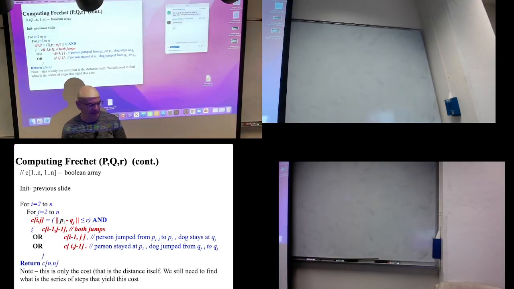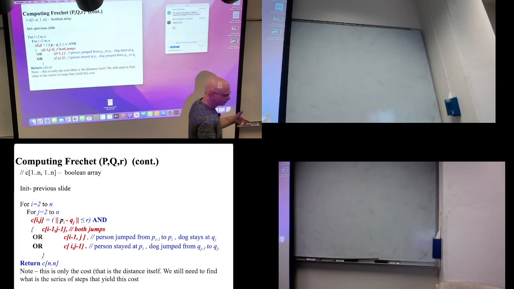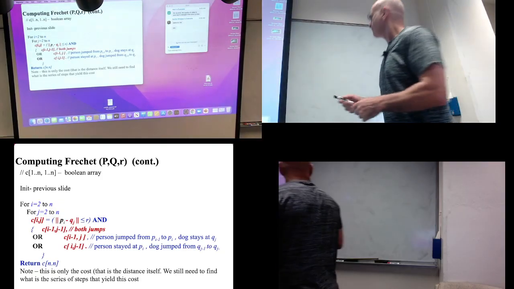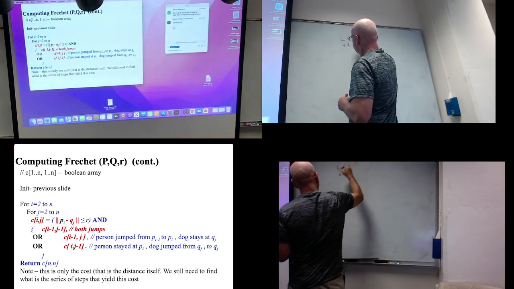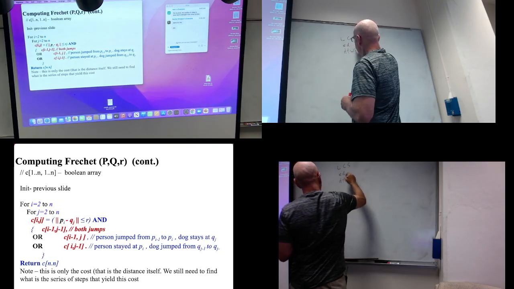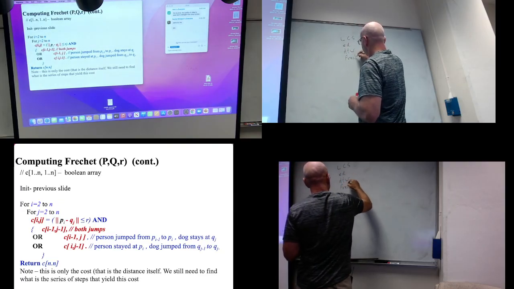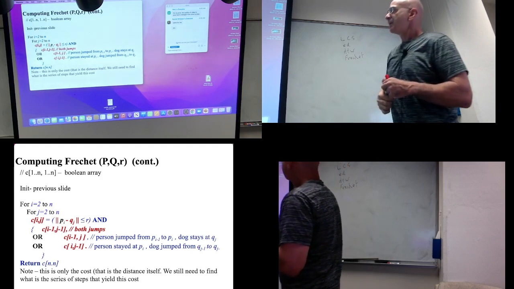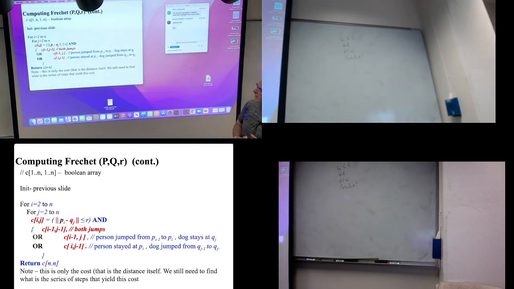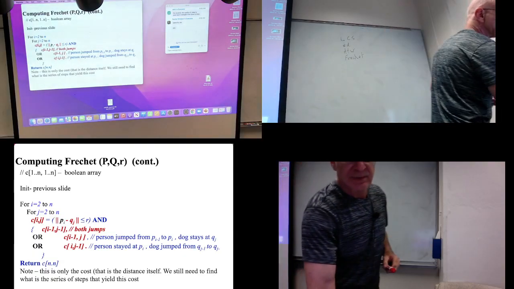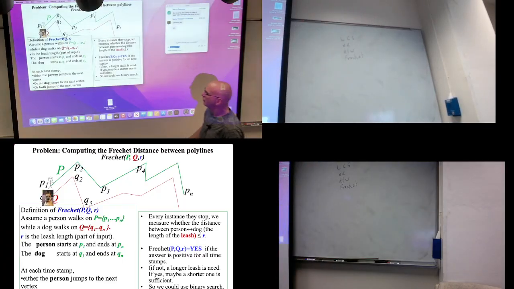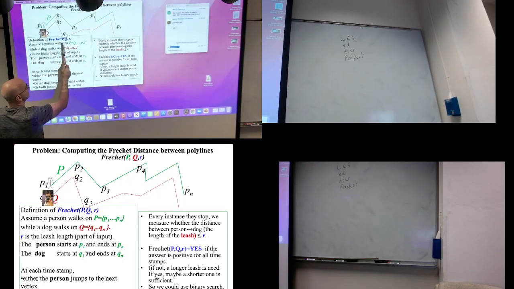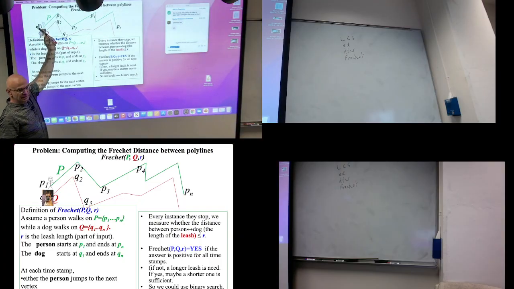Our next application in this family of four algorithms that were the LCS, edit distance, dynamic time warping, and now comes the Frechet. Frechet asks for two polygonal paths, just as before. We have two polygonal paths. We are thinking about a dog that can jump from one vertex to the next, and a person that can jump from a vertex to the next.